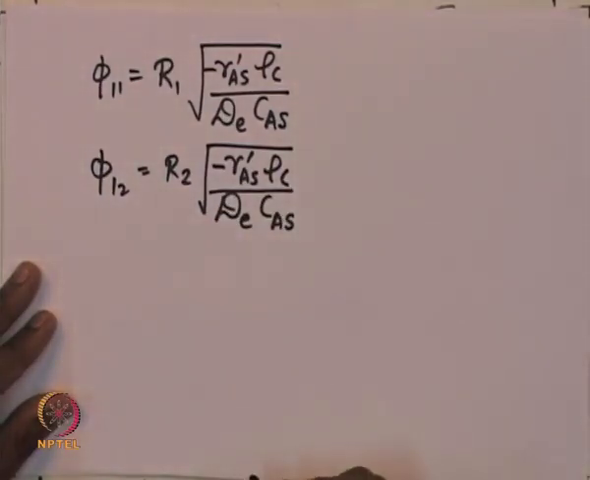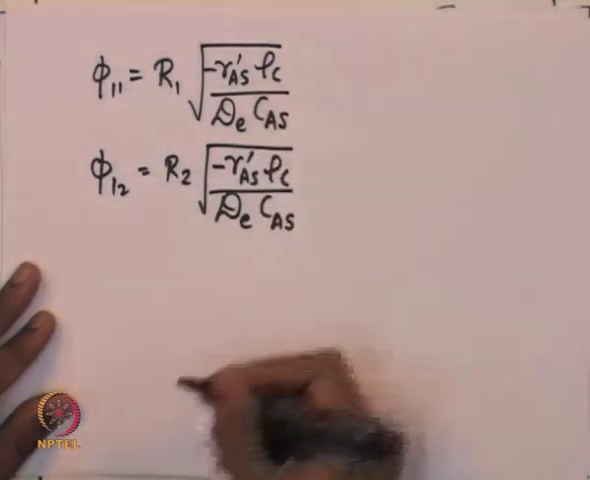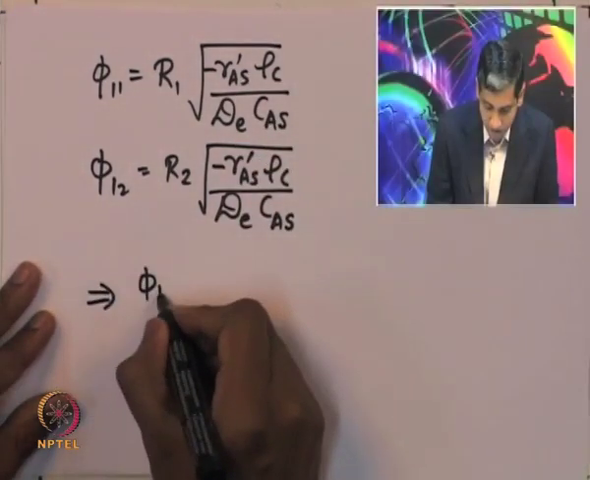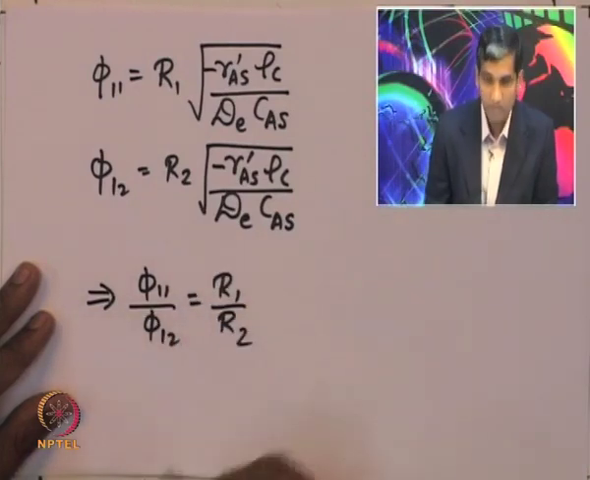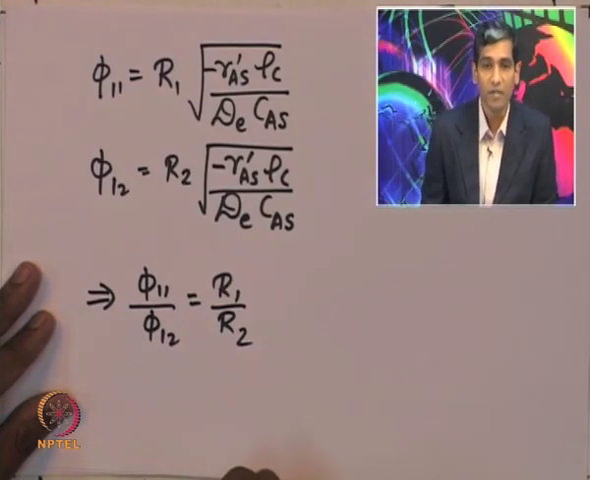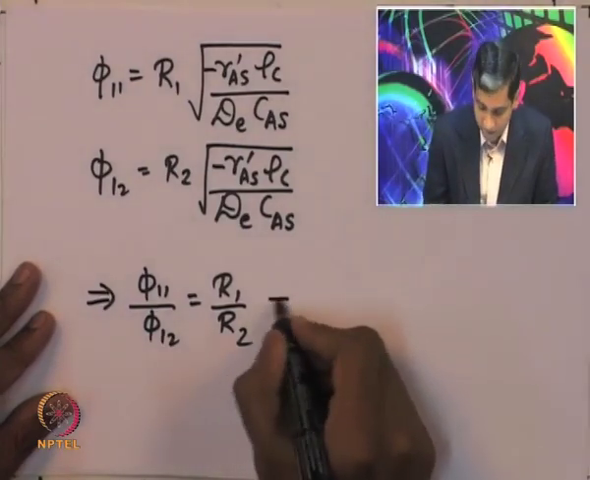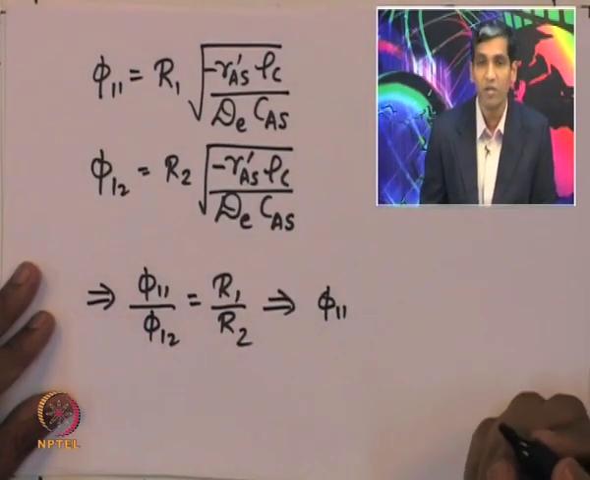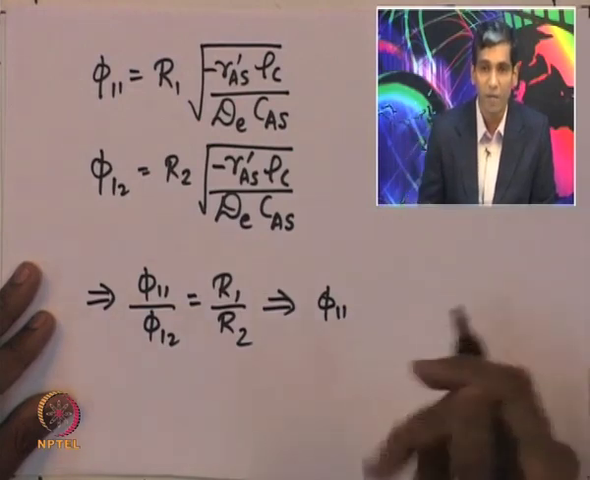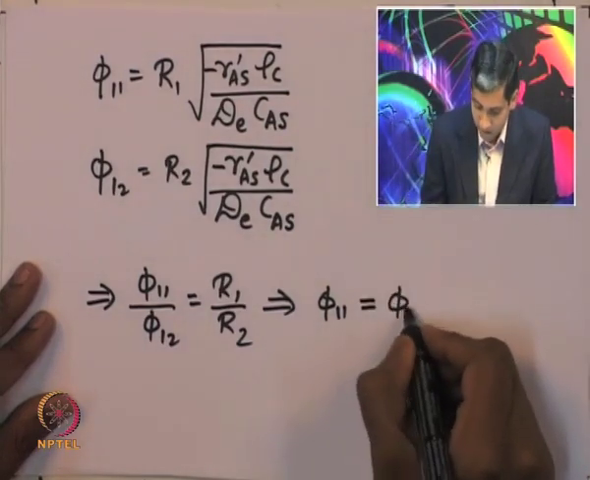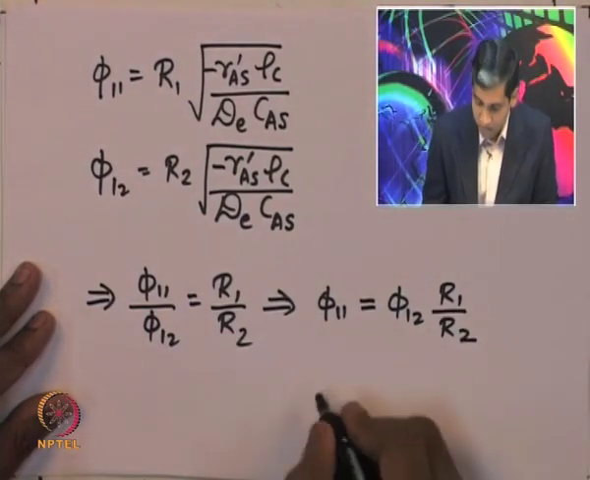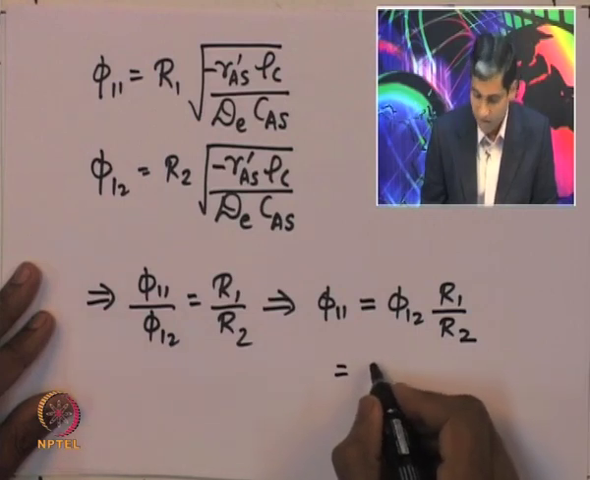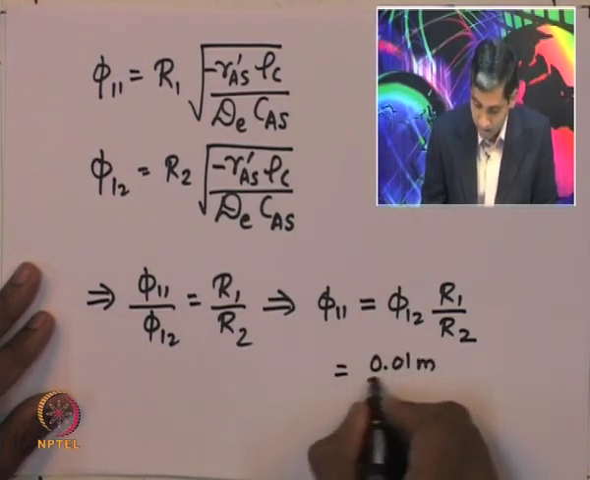Now, from here, dividing these two equations, we will find that phi 1 1 by phi 1 2 should be equal to R 1 by R 2. So, the ratio of the Thiele modulus is given by the ratio of the radius of the pellet itself, and from here one can find the relationship between the Thiele modulus under different experimental conditions. So, that will be phi 1 1 equal to phi 1 2 into R 1 by R 2. So, now plugging in the numbers, we will see that phi 1 1 is equal to 0.01 meter by 0.